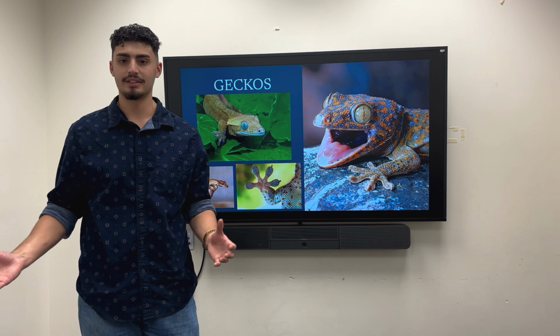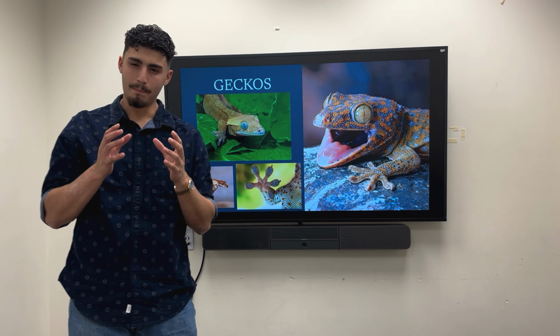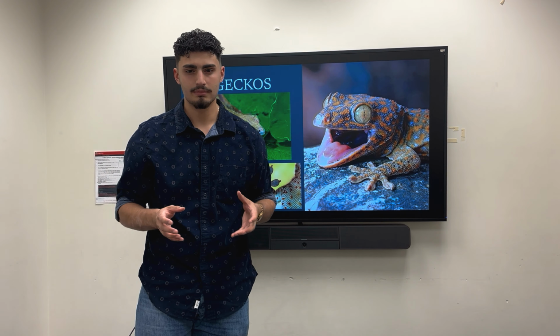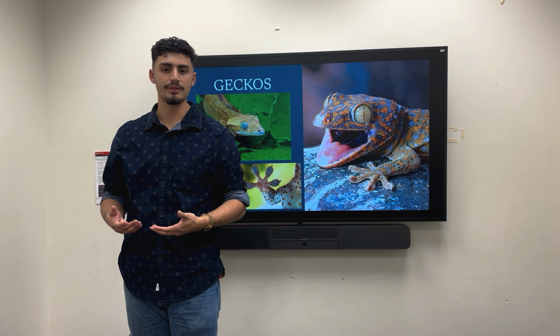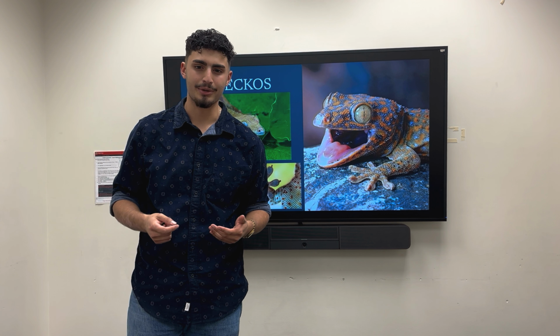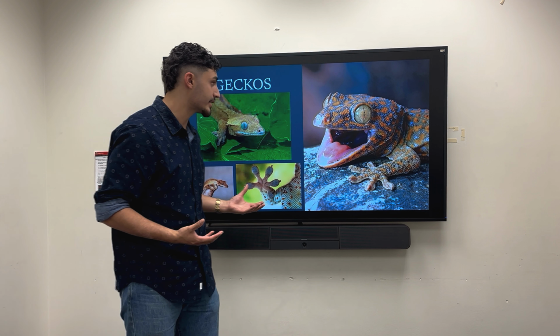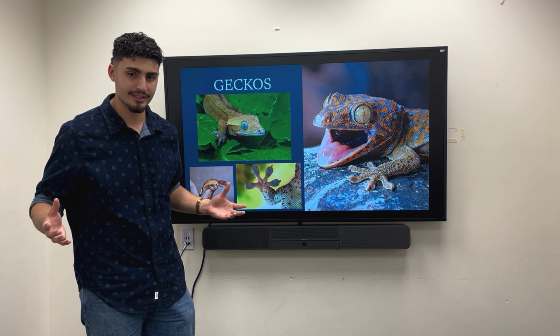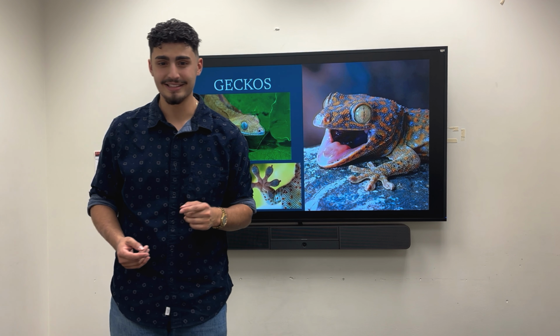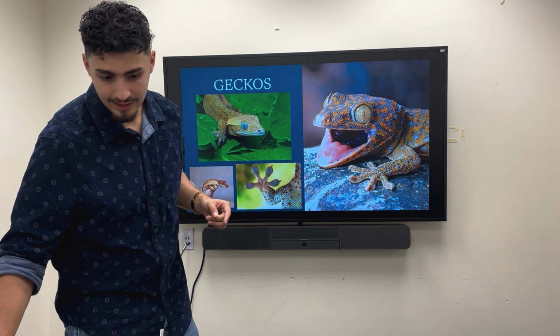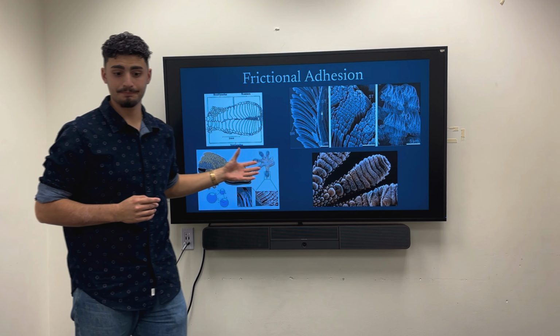What do geckos and tape have in common? They're sticky? Exactly. But what is the difference between them? Tape uses a glue adhesive that leaves a sticky residue whenever you attach it to something. Geckos, on the other hand, are able to crawl around all over the place and not leave a trace. This is thanks to something we like to call frictional adhesion.